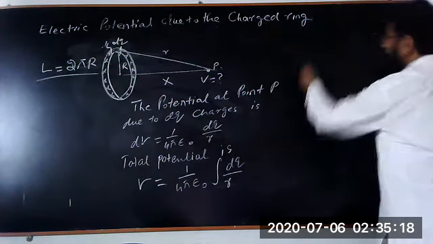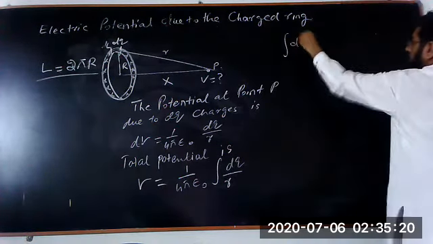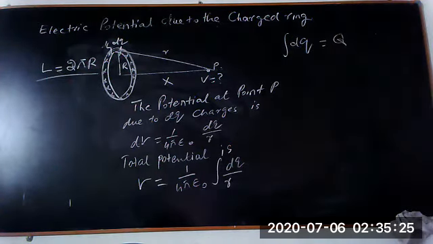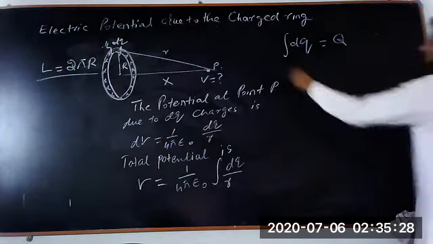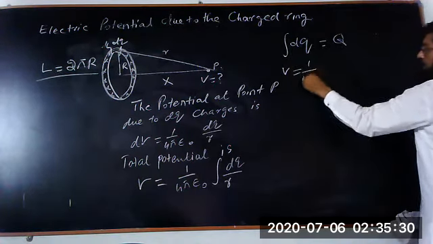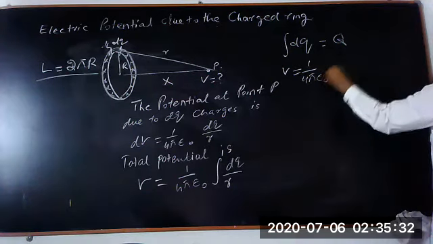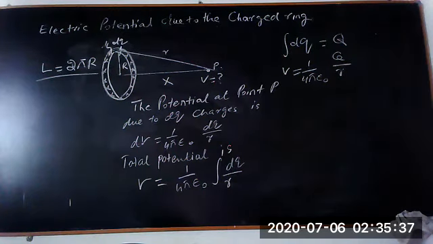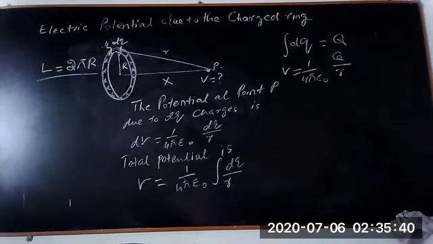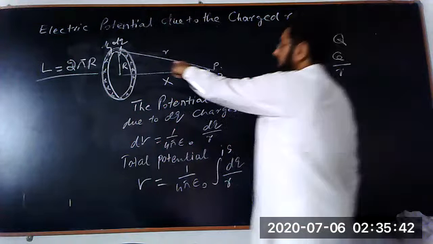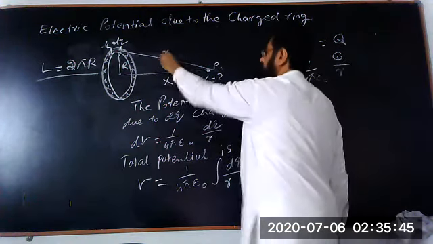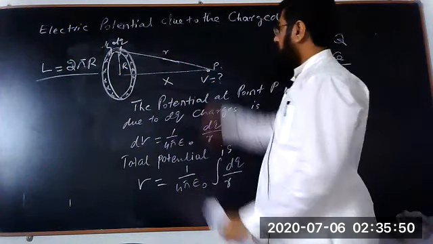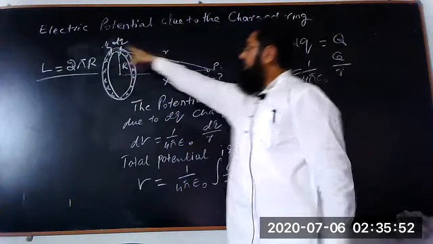So this integral over dq is giving you the total charge dq. So here the potential V is equal to 1/4 pi epsilon naught q upon r. But here, if you see that this r is the distance of the dq charge at a point P. This is the distance between point P and dq.